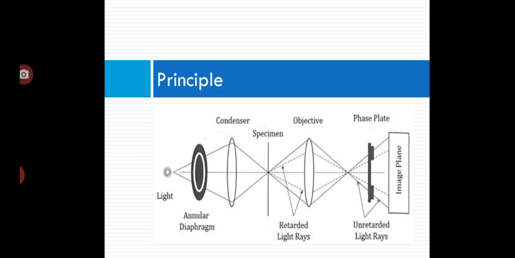Undeviated and diffracted light collected by the objective is segregated at the rear focal plane by a phase plate and focused at the intermediate image plane to form the final phase contrast image observed in the eyepieces.